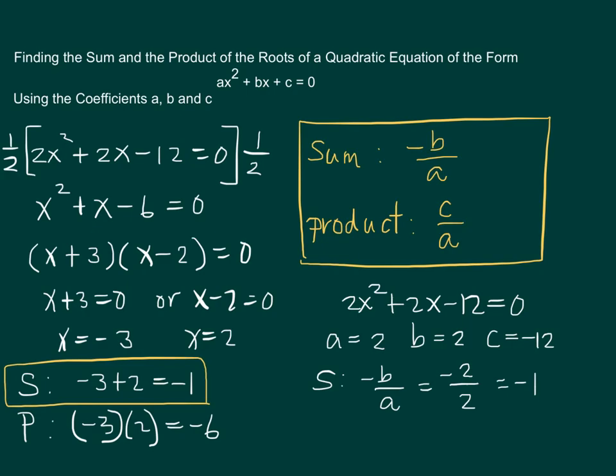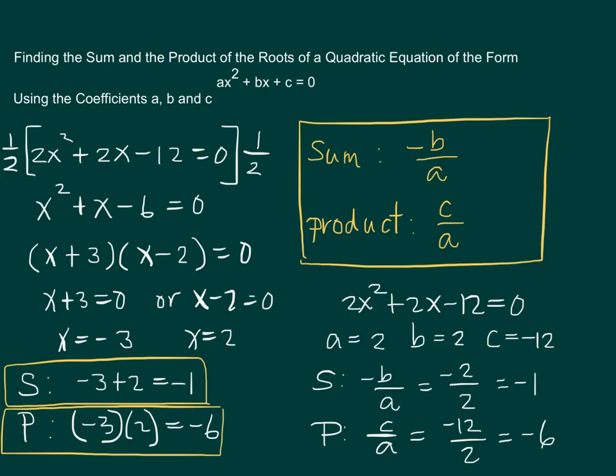The product of the roots, on the other hand, is c over a, and my c is negative 12, and my a is equal to 2. So negative 12 over 2 is equal to negative 6. And that is also consistent with the one we found a while ago. So from this method, we can see that we don't need to find the roots in order to find the sum and the product of the roots. We simply use the coefficients of the quadratic equation ax squared plus bx plus c is equal to 0.